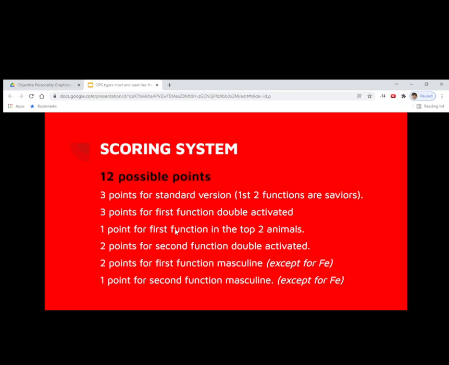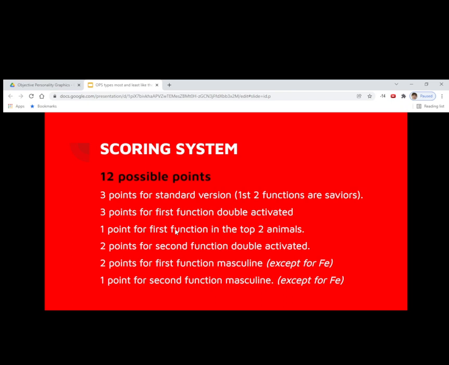3 points for the 1st function being double activated, because if it's double activated, it looks like it's getting more use. So, in other words, non-glass lizard types. If you're a glass lizard type, when you have the bottom function double activated, you don't look as much like a typical version. You look like some other type.